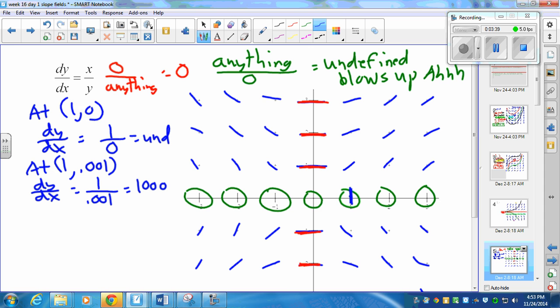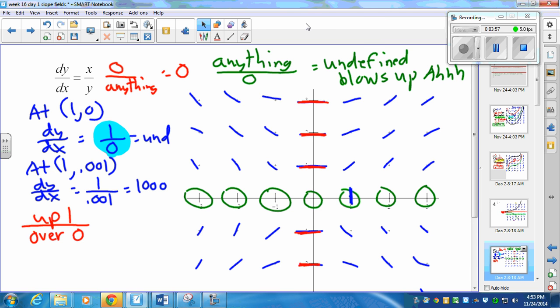Because I want you to think this now. Yes, we've always said 1 divided by 0 is undefined. But if we're talking in slope world, what does 1 divided by 0 mean? It means up 1 over 0. So that means basically up 1 over 0, up 1 over 0, up 1 over 0. All of those seem to be vertical lines.